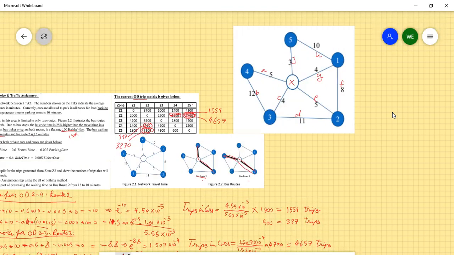Now, for all or nothing, we are going to assign based on the shortest path. So for zone 1 to zone 2, which is shorter, going this way or going this way? So it's going this way. So what's the volume here? It's going to be 3700. Okay, and the other direction. So we are done with this, and here it's 2000 plus 2000.